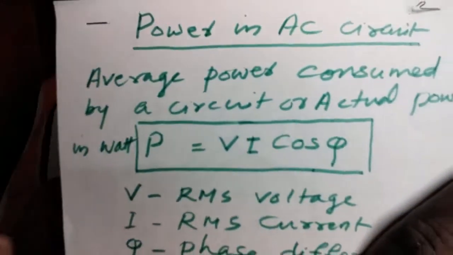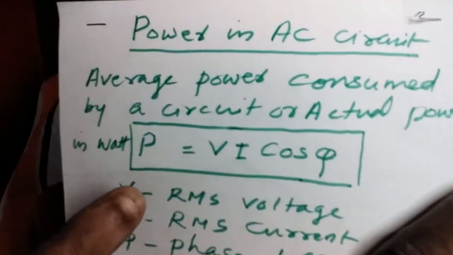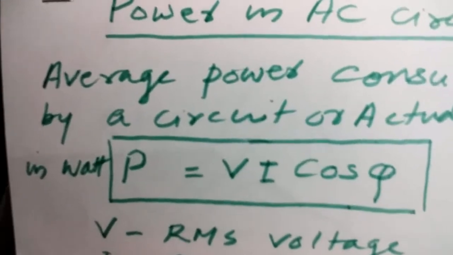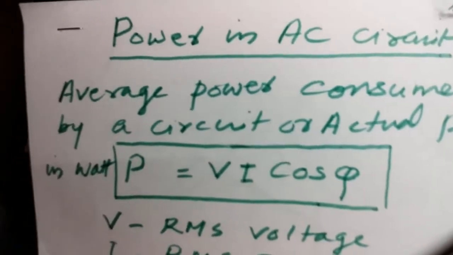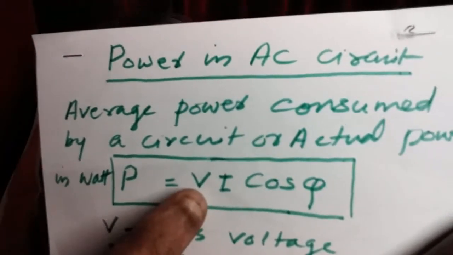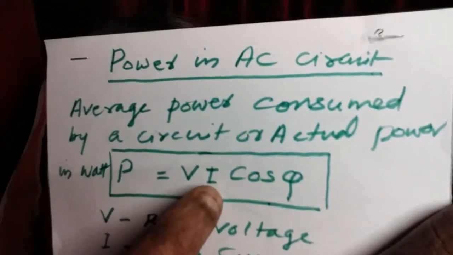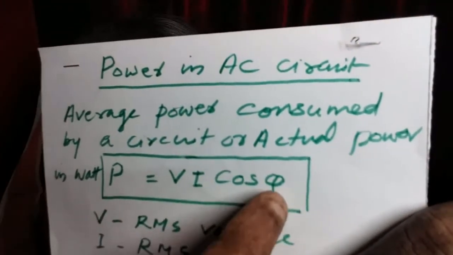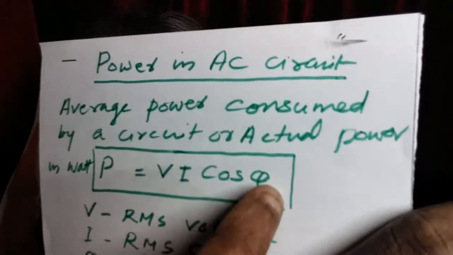Average power consumed by an AC circuit is expressed by the formula P equals VI cos phi, where P is the average power consumed in watt, or it is called actual power consumed. V is the RMS value of the applied voltage, I is the RMS current, phi is the phase difference between current and voltage.